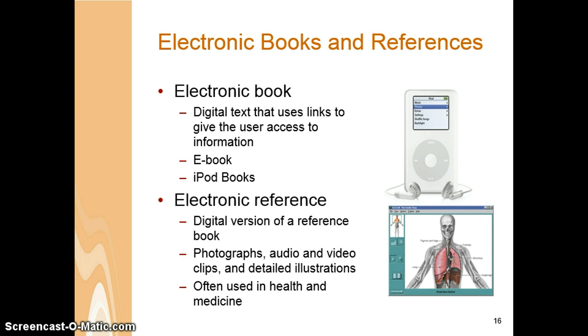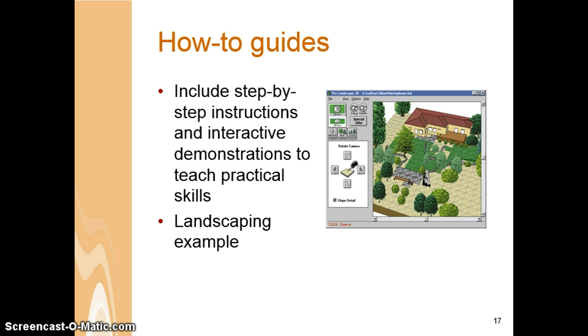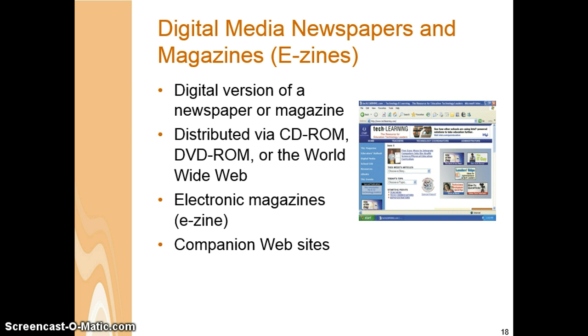Electronic books and references. So here are some examples of electronic books and electronic references. How-to guides: instructions, step-by-step instructions, demonstrations, teach practical skills. For example, a landscaping example. Digital media newspapers and magazines called e-zines. They are digital versions of newspapers or magazines distributed via CD-ROM, DVD-ROM, or the World Wide Web.